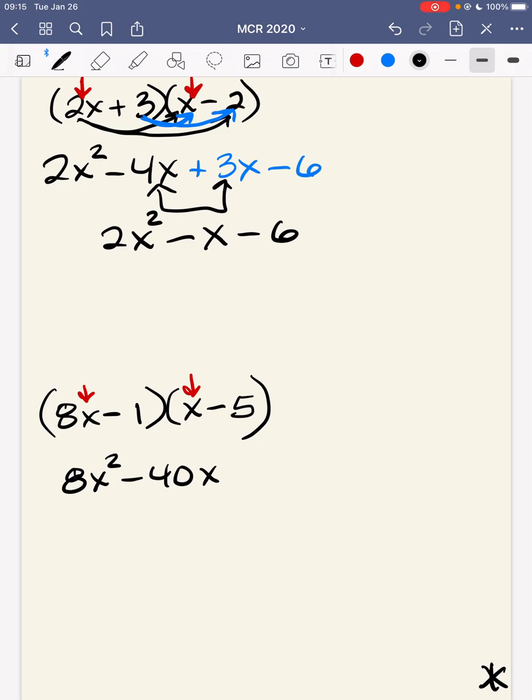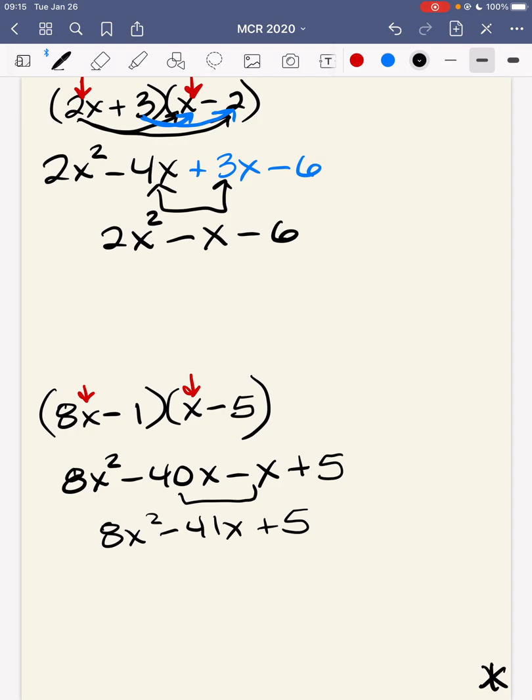Negative 1 times positive x gives me negative 1x or negative x. And a negative times a negative for the last one is a positive. 5 times 1 is 5. Here I will combine my 2 middle terms. So I have 8x squared. Now my signs are the same, so minus 41x plus 5.